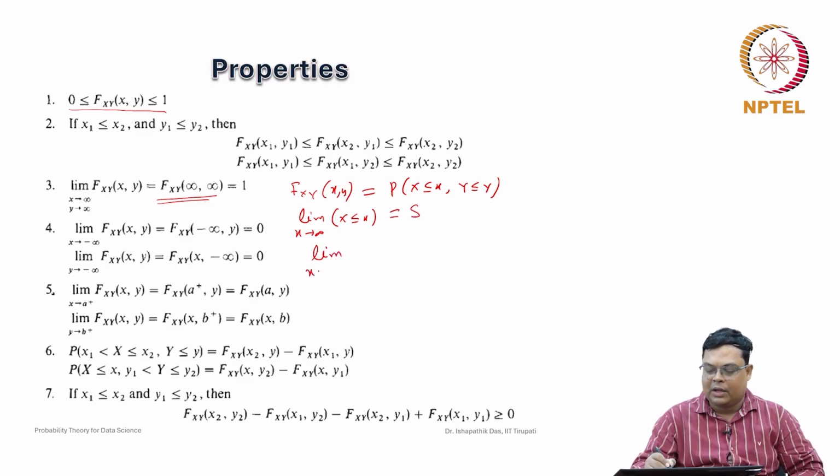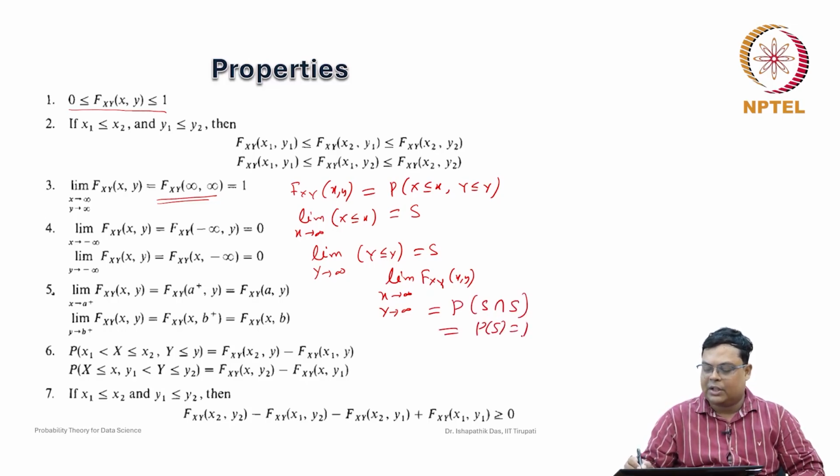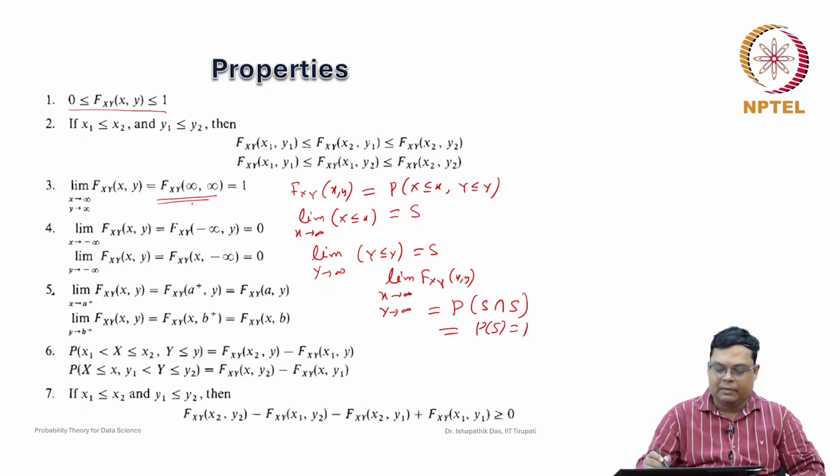Similarly, if you take y going to infinity, the event y less than or equal to y is also the whole sample space S. Hence the limit as x goes to infinity and y goes to infinity of F_XY(x, y) is just the probability of S intersection S, which is the probability of S, which is nothing but 1. So this is what we get.